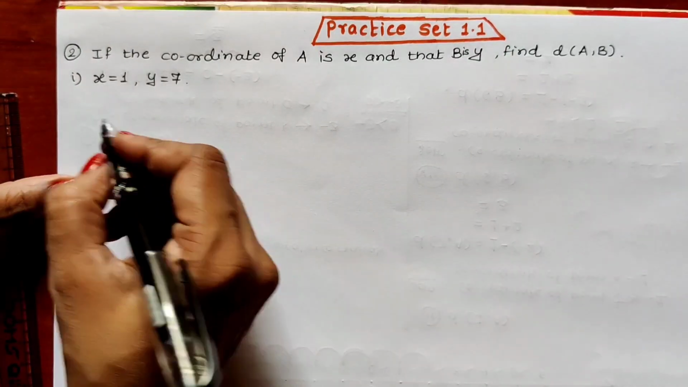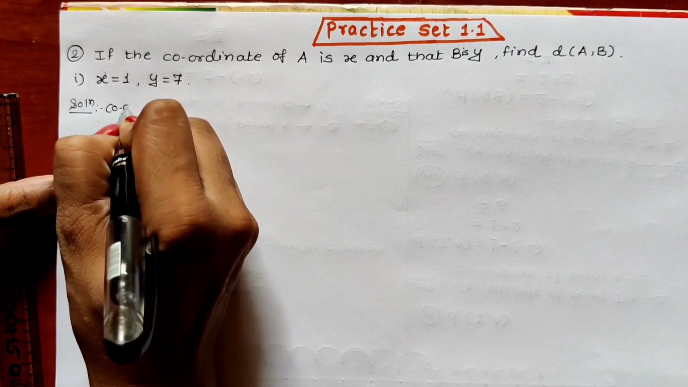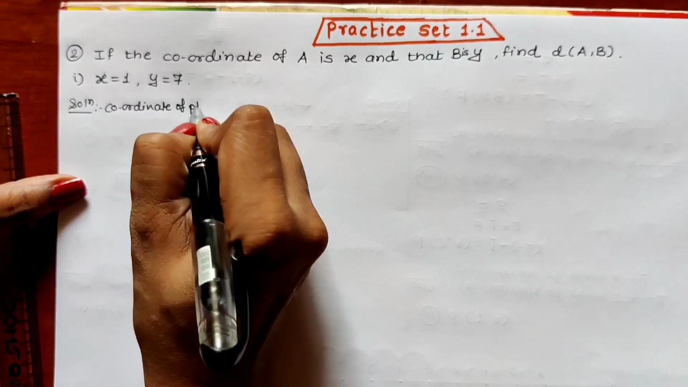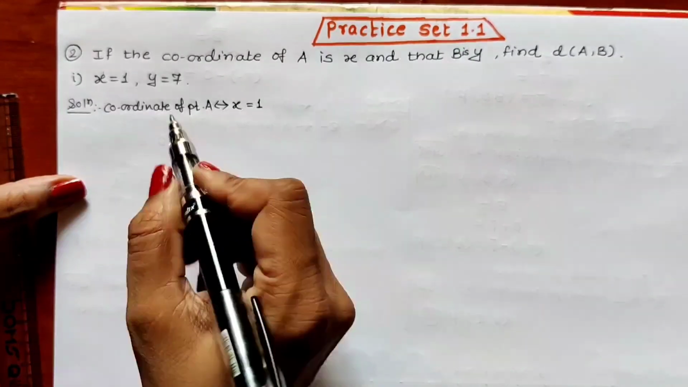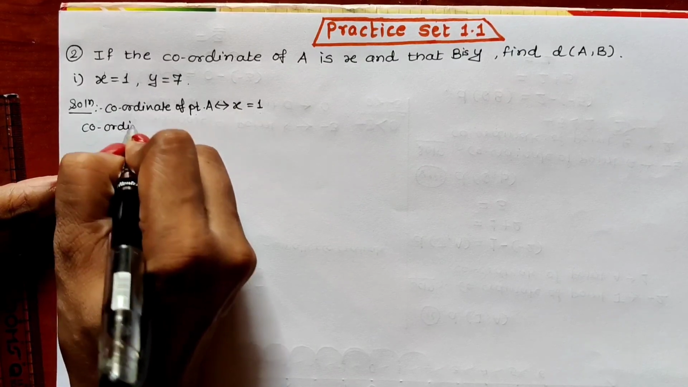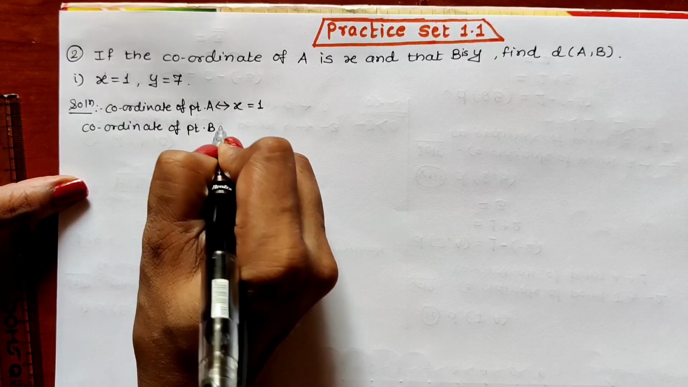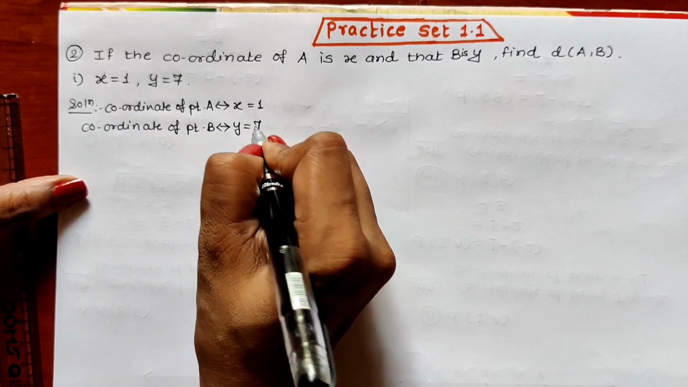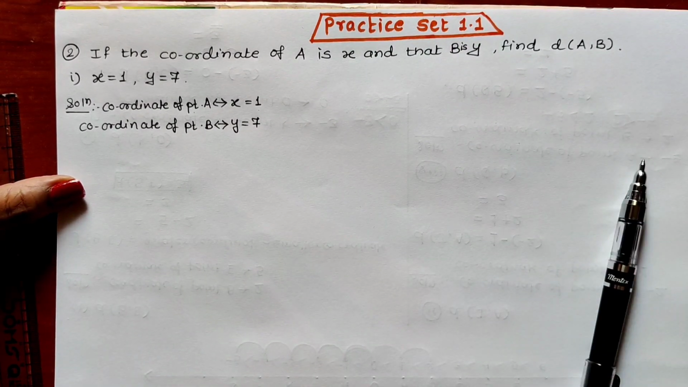Okay, so that means what? Solution we start. Coordinate of point A, which is x, and x is equal to 1 given, that means coordinate of A is 1. Then coordinate of point B, which is y, and y is equal to 7, it is given to us. Now let us check which one is bigger and which one is smaller.